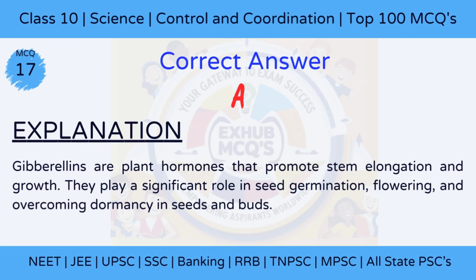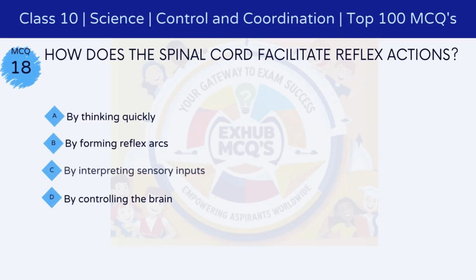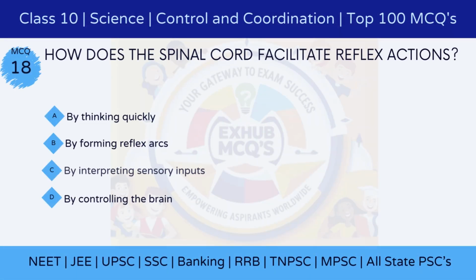The correct answer is option A, promote stem elongation. Explanation. Gibberellins are plant hormones that promote stem elongation and growth. They play a significant role in seed germination, flowering, and overcoming dormancy in seeds and buds. MCQ 18. How does the spinal cord facilitate reflex actions?